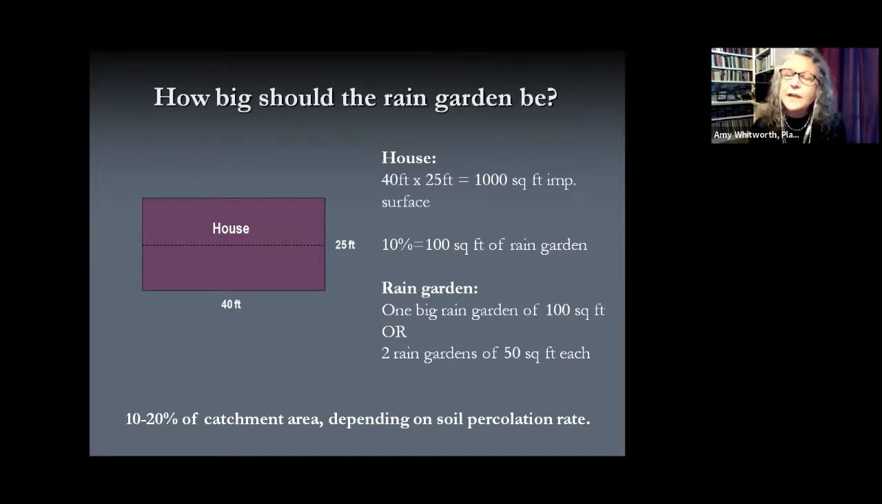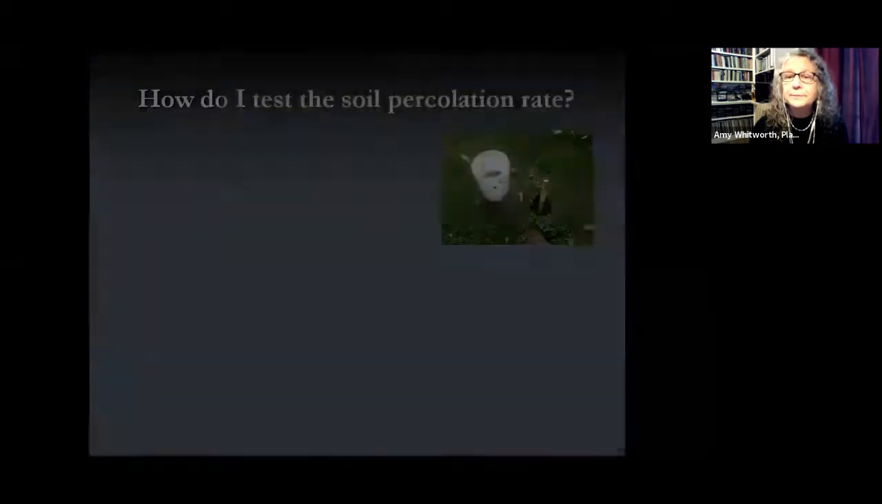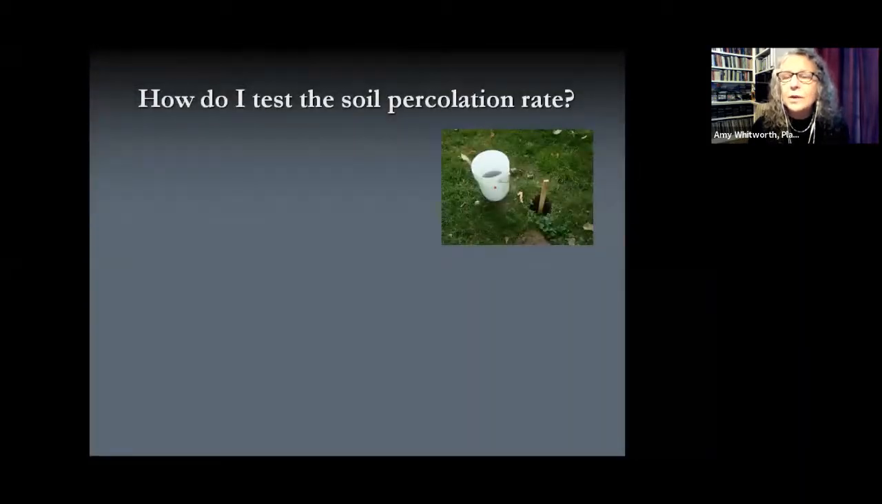Depending on your drainage, that sizing could be 10%, it could be as much as 20% of the square footage of the roof or the area that you're collecting water from. Could be a driveway, it could be other hardscape. So in order to determine how quickly that water is going to drain into the soil, we need to do what's known as a percolation test.